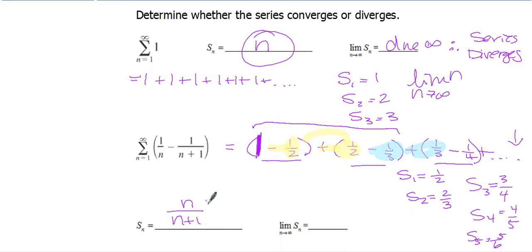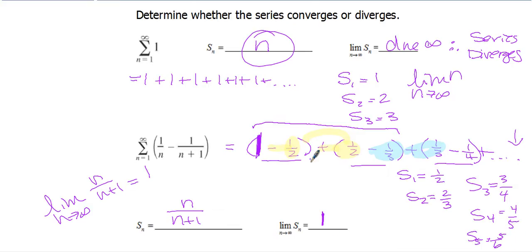Okay, so if we look for the limit of our partial sums, the limit of our formula as n approaches infinity, well, these are the same degree, so it'll just be the ratio of the leading coefficients, which should just be 1. And if we look at our partial sums, guess what? These are getting closer and closer to 1. 5 over 6, 6 over 7, 7 over 8, and so on.